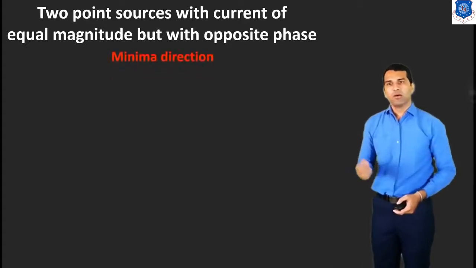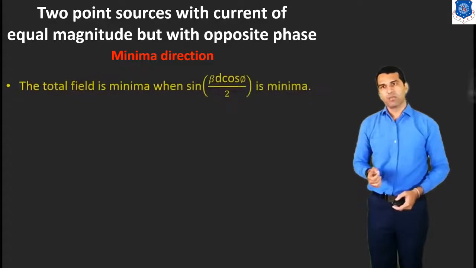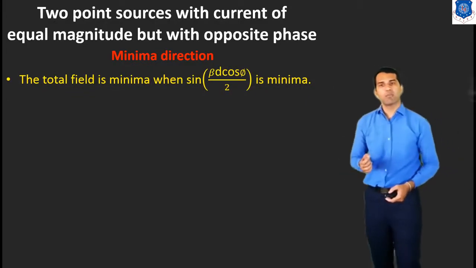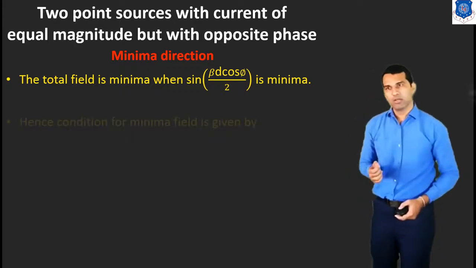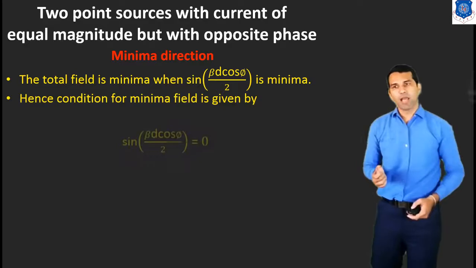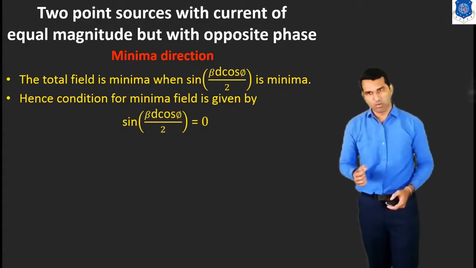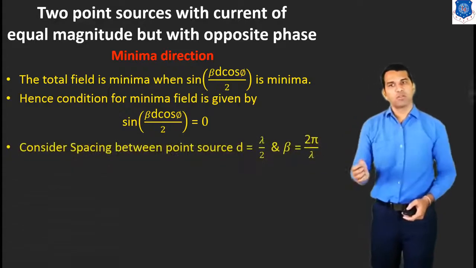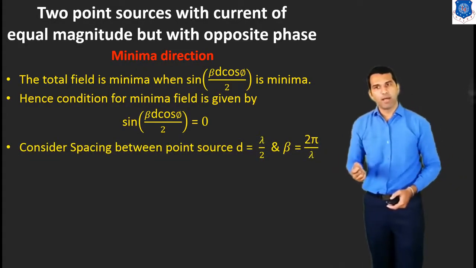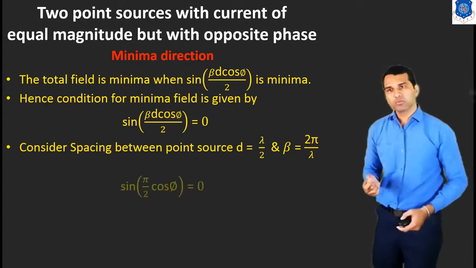Now we find the second one, the minimum direction. For the minima, the total field is minimum when sine of beta d cos phi by 2 is minimum. The condition for the minimum field is sine of beta d cos phi by 2 equals 0. Now we put, same as before, the distance between the 2 point sources as lambda by 2 and beta equal to 2 pi by lambda.